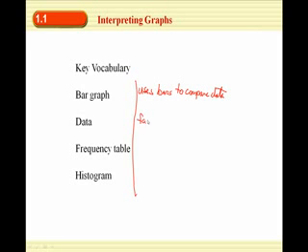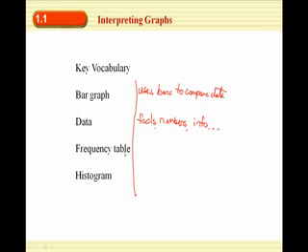The data then, which is the second word right here, a lot of times it can be facts, it can be numbers, or other numerical information, other types of info that we're trying to represent in a visual picture with graphs.